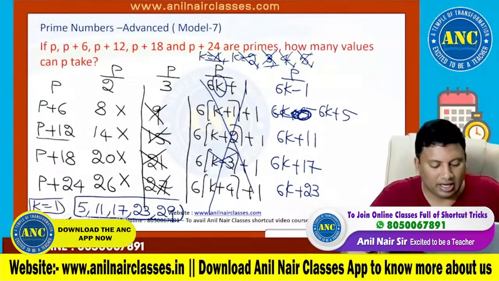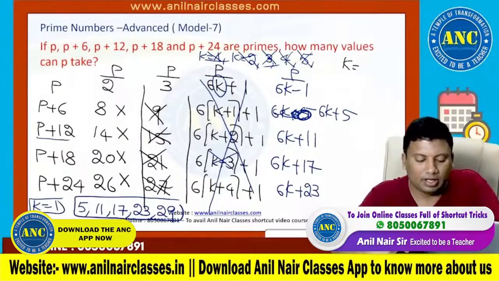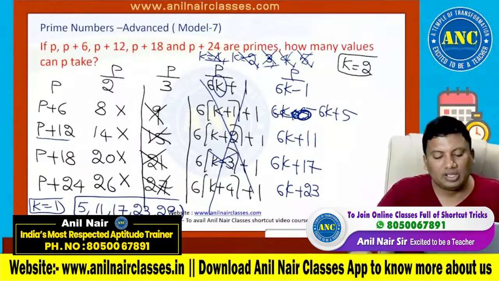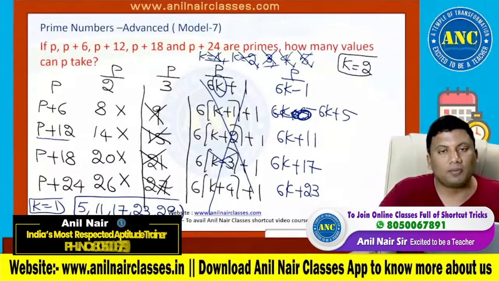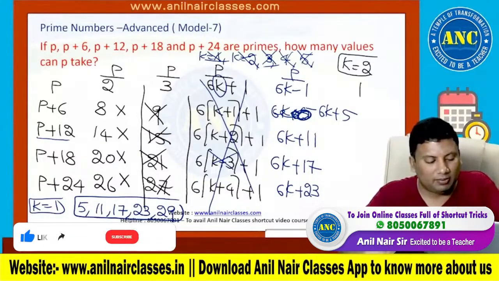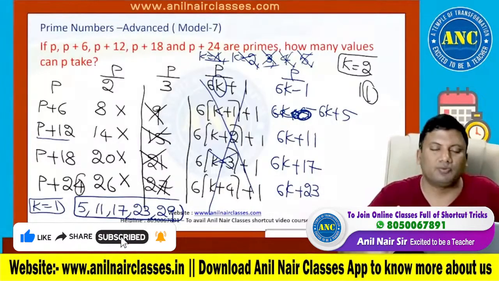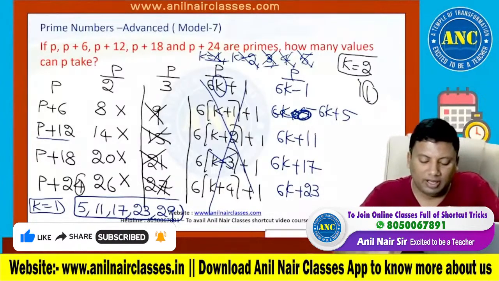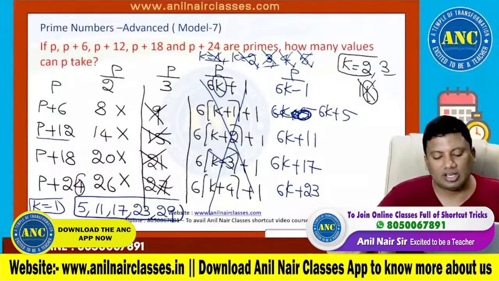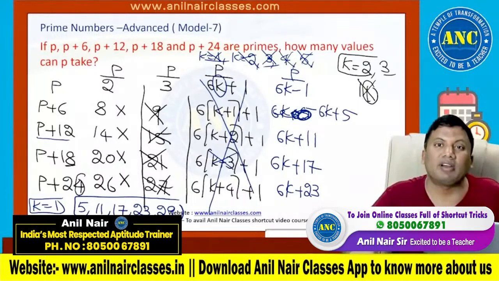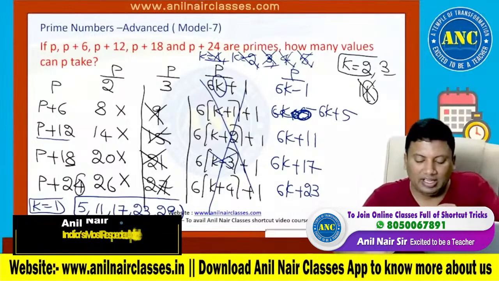But if I keep k equal to 2, what will happen? 6 into 2 is 12, 12 minus 1 is 11. The unit digit is 1 and the other term's unit digit is 4, so the sum will be divisible by 5. This is out. If I put k equal to 3, 6 into 3 is 18, 18 minus 1 is 17. 17 plus 18 gives 35, which is divisible by 5.